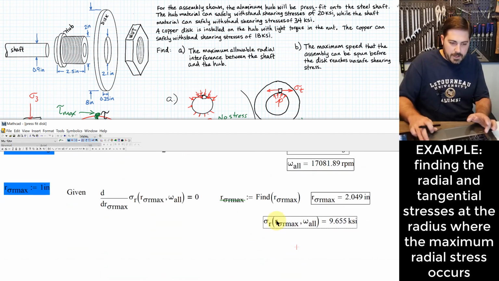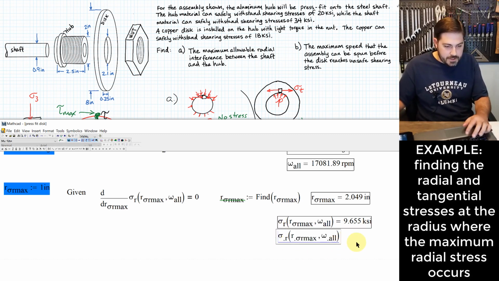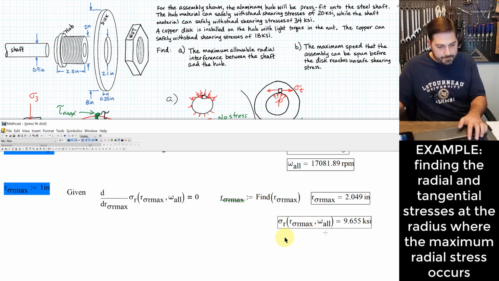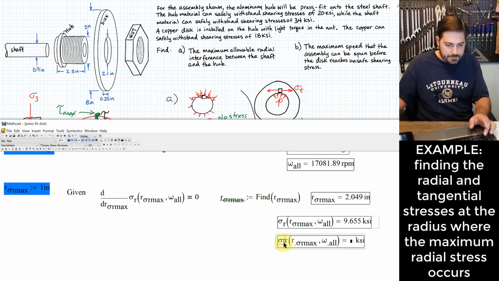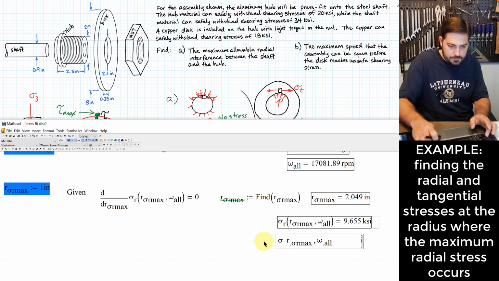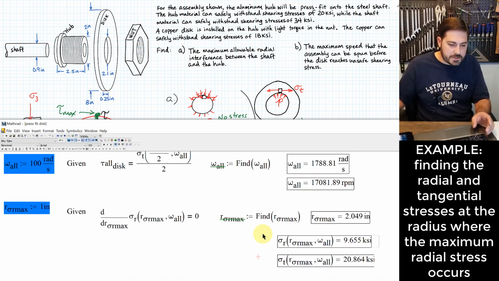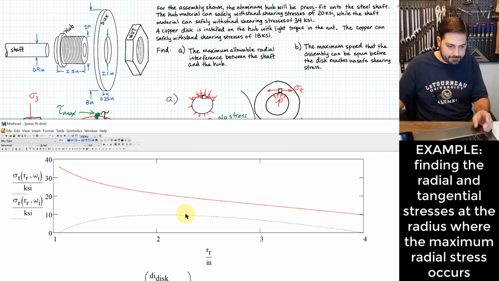Or I might want to know what the tangential stress is. Tell you what, I'll just copy this whole thing and change one thing. If I change this to a t, then that'll tell me what that tangential stress is at that location. 20.864 gives me that stress somewhere in this range. Looks like that could also be about right.